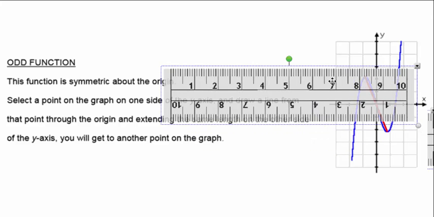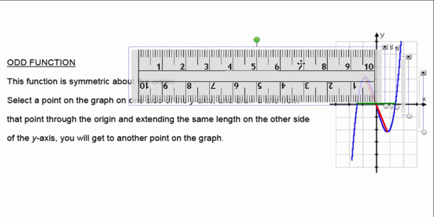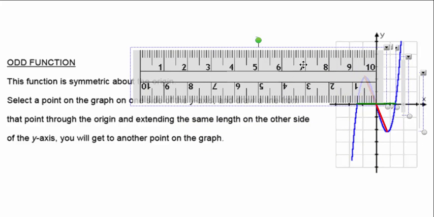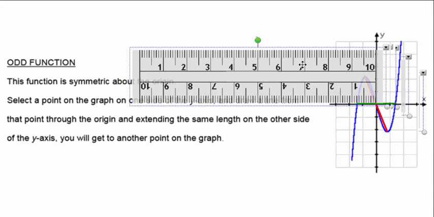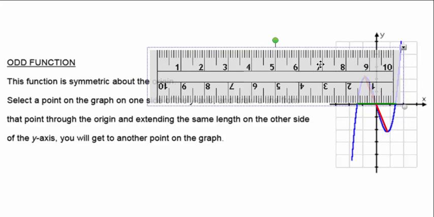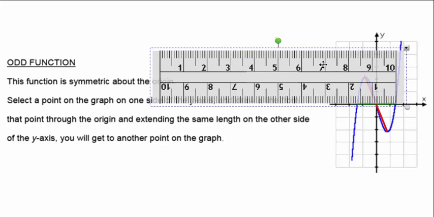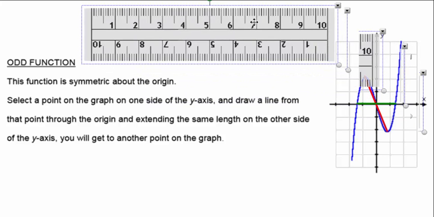So I had a second segment there in green. So if I measure, this is about 0.8 centimeters. And if I check on the other side, I can see it's the same distance. So this would be an example of an odd function that's symmetric about the origin.